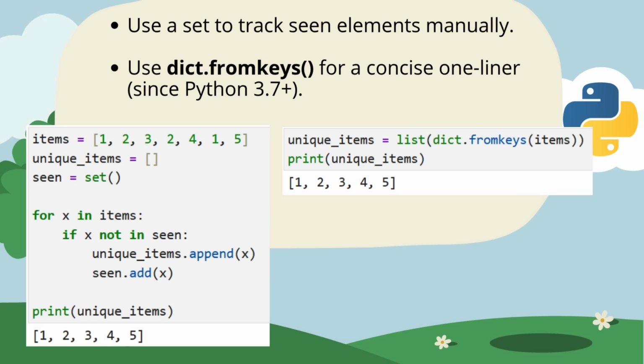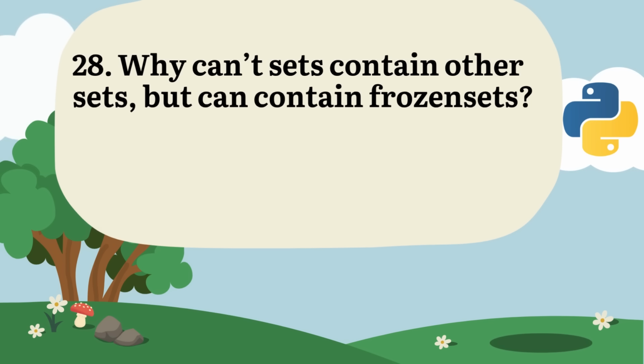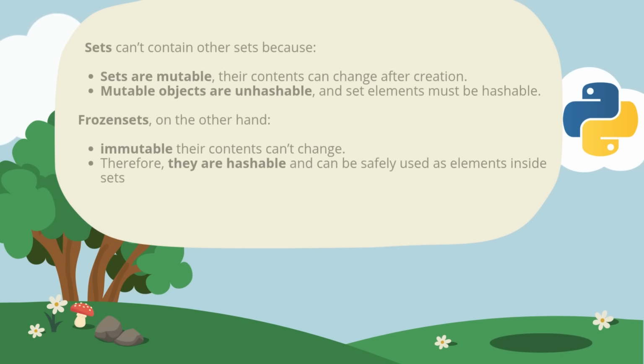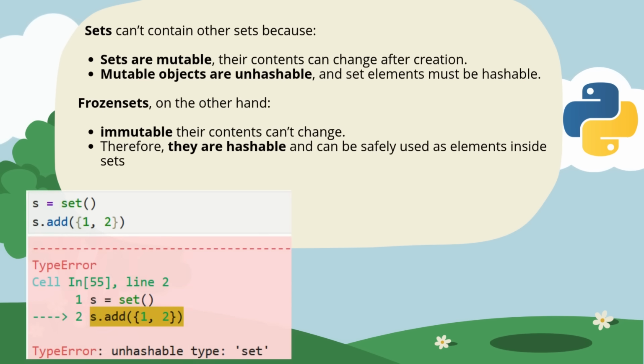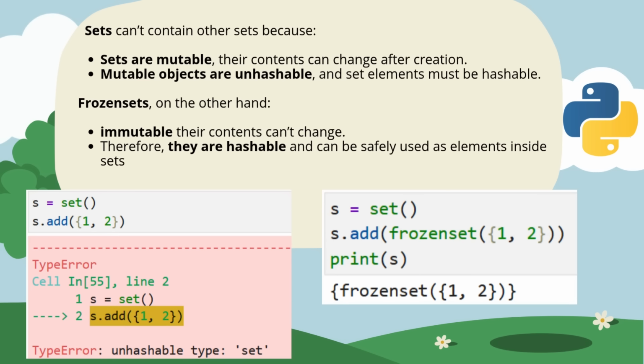Next question, why can't sets contain other sets, but can contain frozen sets? A set can't contain another set because sets are mutable and unhashable, but Python has frozen set, an immutable version. Since it can't change, it's hashable and can be safely stored inside a set or used as a dictionary key.